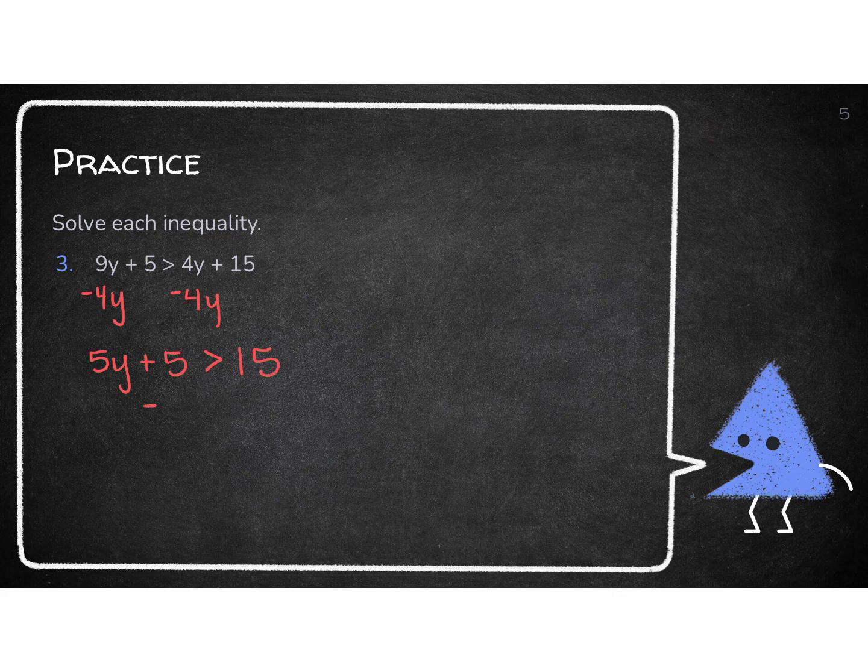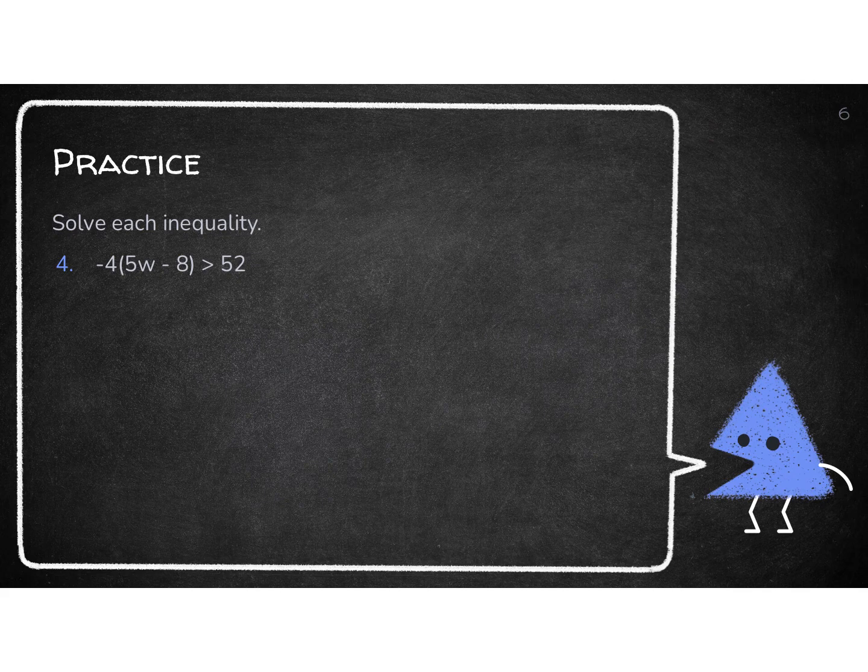So get rid of whatever is being added or subtracted. We're going to subtract 5. So 5y is going to be greater than 10. Divide by 5. So y is greater than 2. Any number that is greater than 2 is going to work in this inequality up here at top.